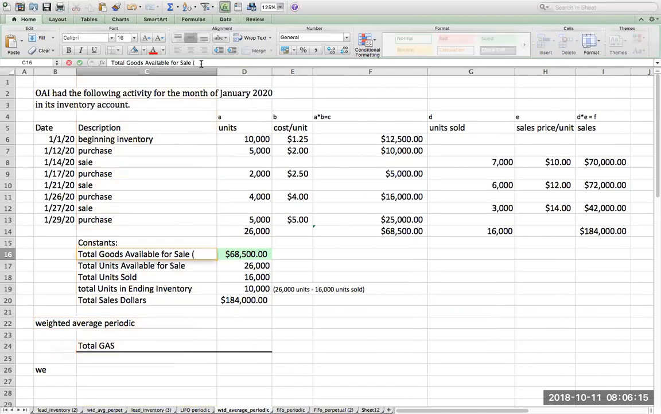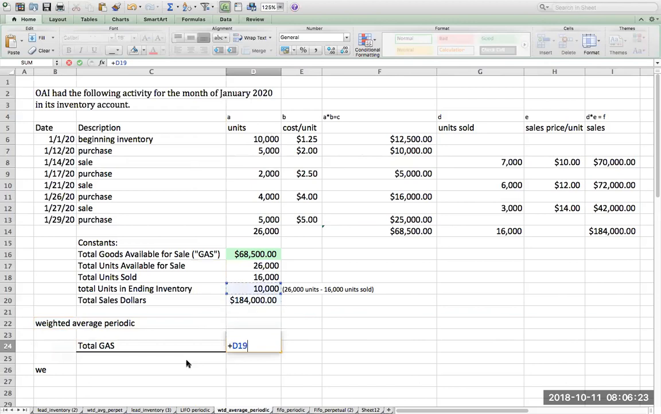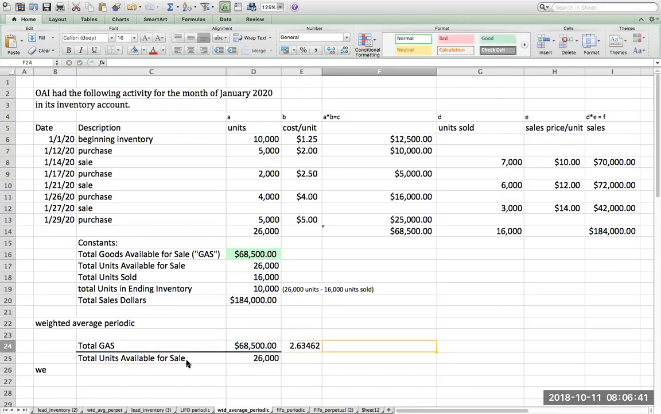And remember, this is why we go through and we compute the constants. So here I'm going to have my total goods available for sale, and this is going to be 68,500. I'm going to divide this by my total units available for sale of 26,000. And what this is going to give me is a weighted average cost per unit of $2.63. And this is based for my inventory.